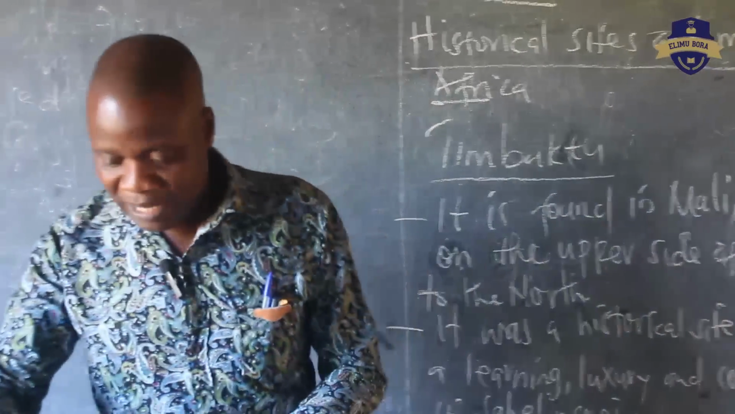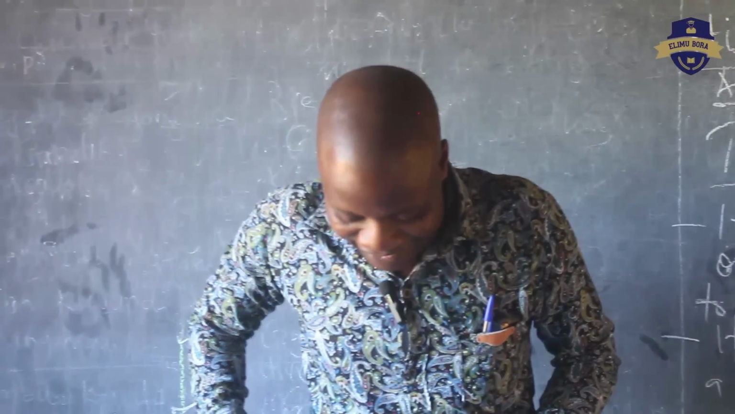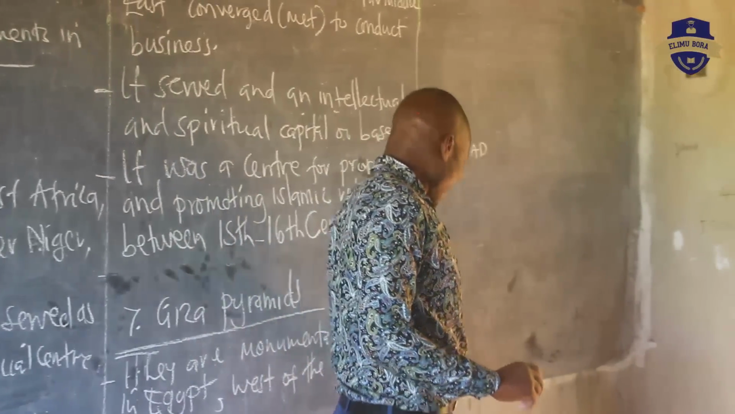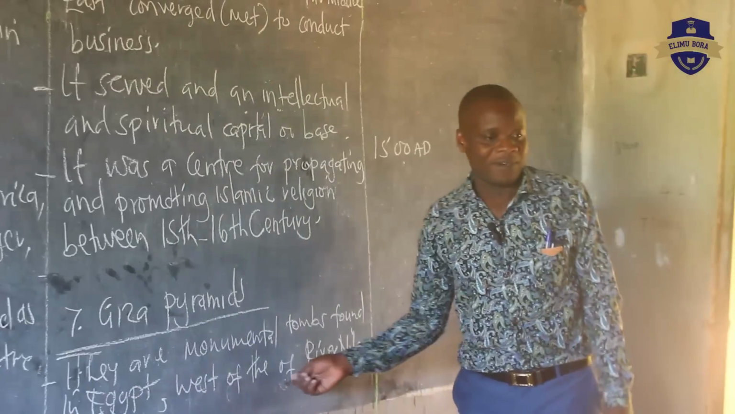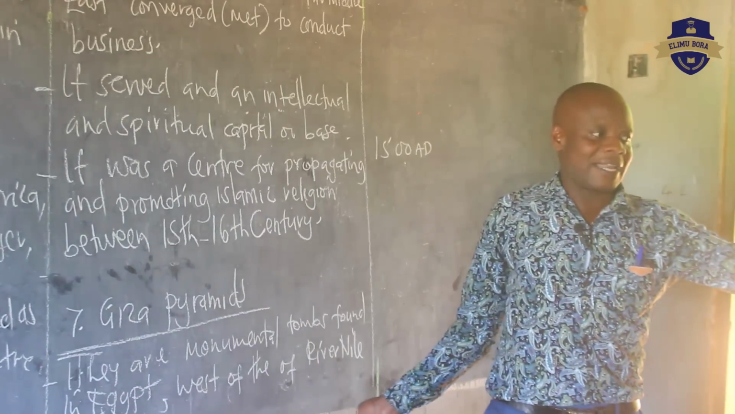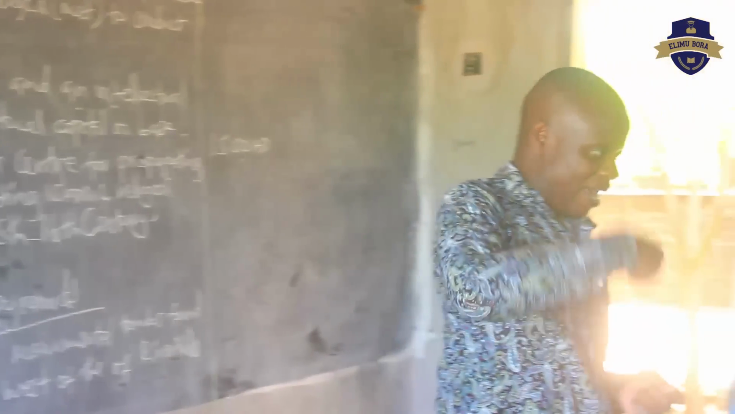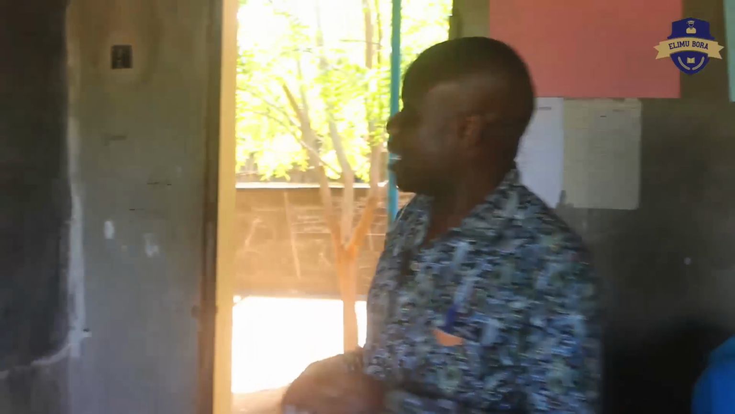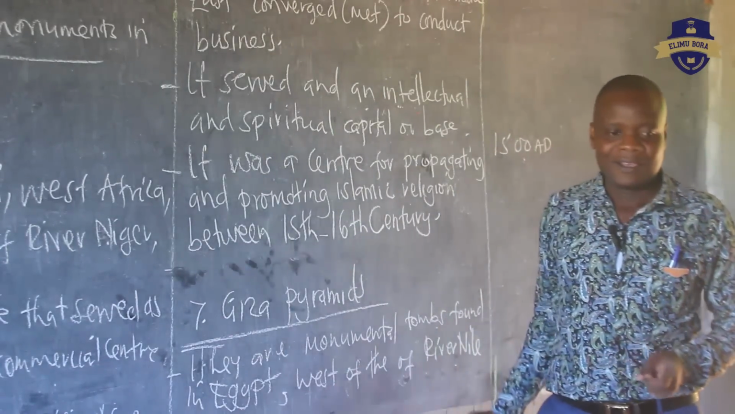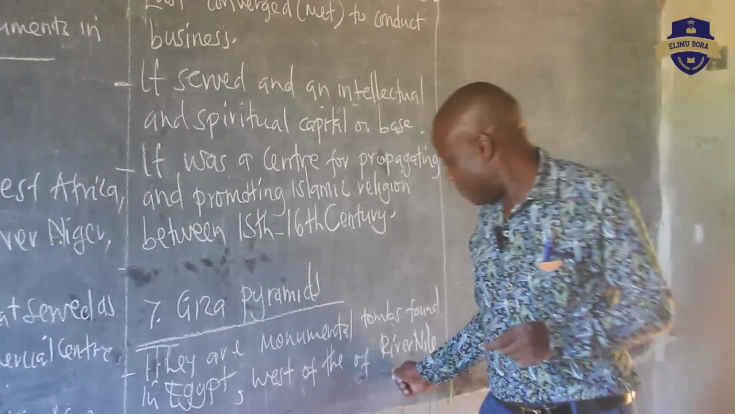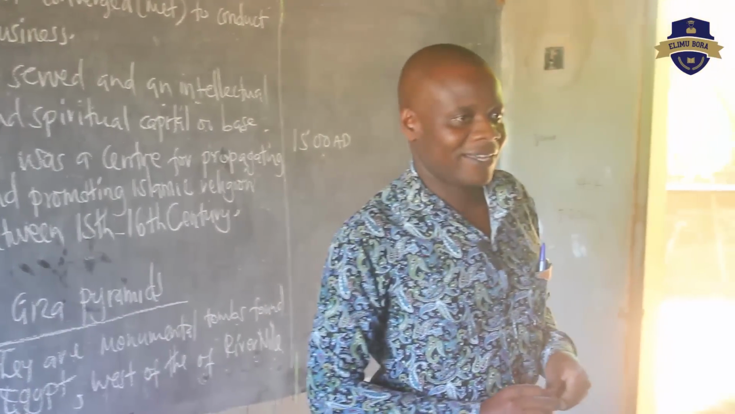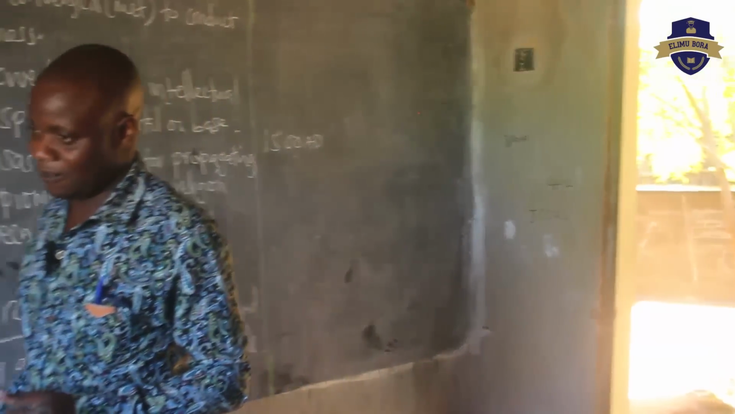The Egyptians believe that is where the sun sets every evening. I believe from your knowledge of social studies in grade 4, you are told that the sun rises from the east and sets in the west. So the Egyptians believed these tombs were in the west of the River Nile, where the sun always sets. Very interesting.